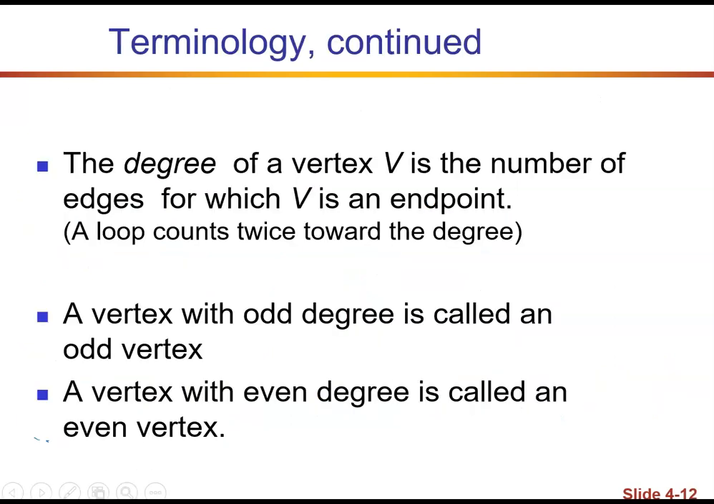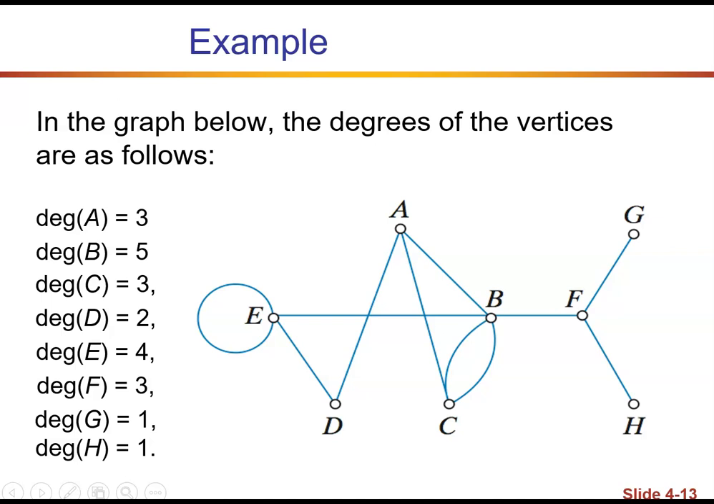All right, some more terminology. The degree of a vertex, V, is the number of edges for which V is the endpoint. So in other words, in this case too, a loop would count as twice. Okay, and we'll go through an example of this. A vertex with odd degree is called an odd vertex, and a vertex with an even degree is called an even vertex. So here's the exact same graph that we've been doing on the last couple of examples.